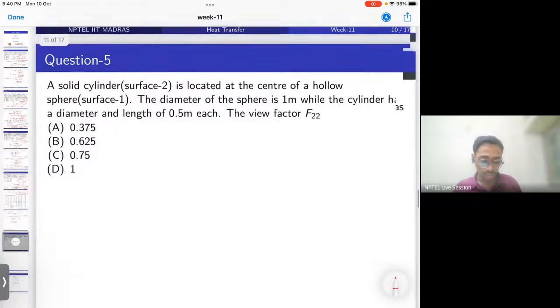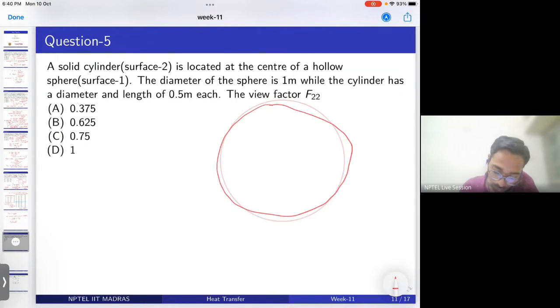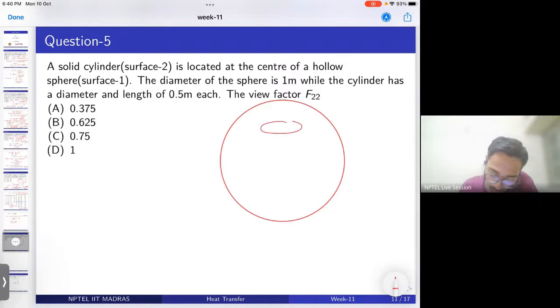So let's move on to the next question. This is a question on the view factor. We have a solid cylinder located at the center of a hollow sphere. So we have a hollow sphere, and we have a solid cylinder that is located at the center. The diameter of the sphere, surface A1, is given as 1 meter, and the cylinder diameter is given as 0.5, and the length or height is also given as 0.5.